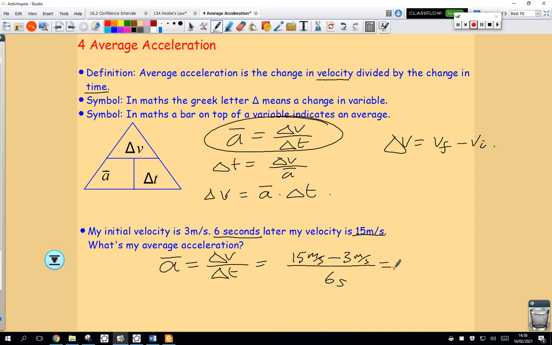So what we get there is 15 subtract 3, that's 12. The units here are meters per second divided by seconds, so you might see that written as meters per second per second. More usually you'd see it written as 12 meters per second squared. Okay, so my average acceleration there is 12 meters per second squared, or 12 meters per second per second.